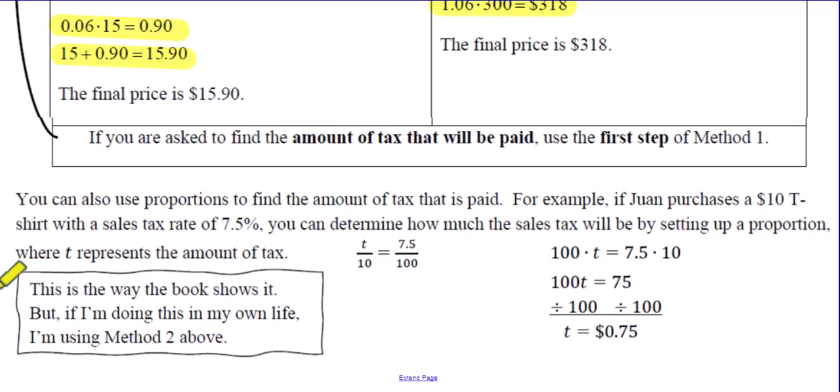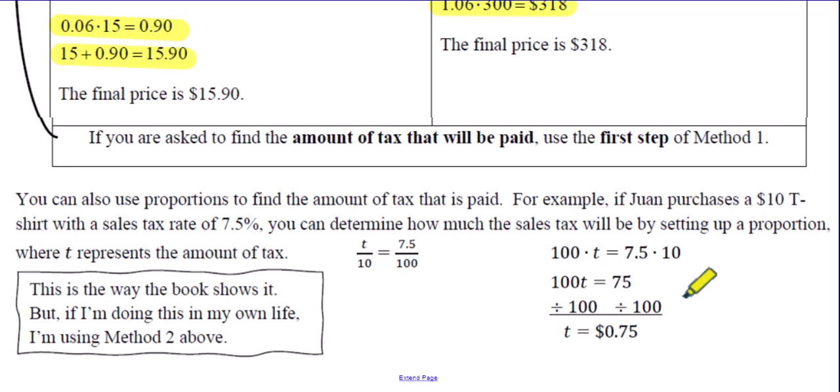So it says, for example, if Juan purchases a $10 t-shirt with a sales tax rate of 7.5%, you can determine how much the sales tax will be by setting up a proportion where T represents the amount of tax. So T in tax dollars out of $10 for that purchase equals 7.5% tax out of 100. You cross multiply, you're going to determine that the amount of tax paid is 75 cents on that purchase. That being said, if you want to find the final price with tax, then you still have to add that on to the $10 price.